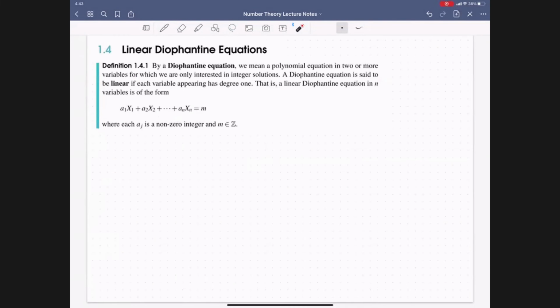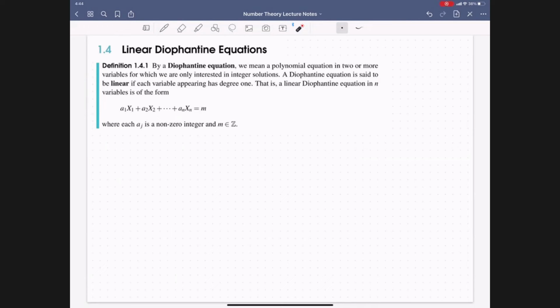By a Diophantine equation, we're going to be looking at polynomial equations in two or more variables. We just considered variables x and y. But more generally, it's just a polynomial equation, but we're looking at the integer solutions. And I'll come back to that in a moment. We say that a Diophantine equation is linear if each of the variables appearing has degree 1.